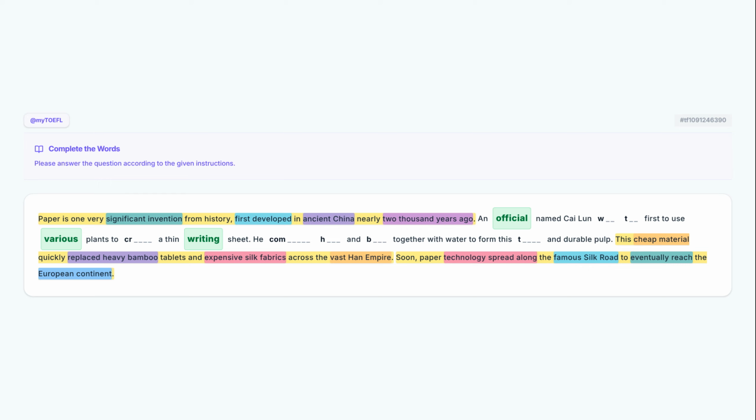To master the complete the words task, always prioritize the logical flow of the paragraph. Pay close attention to parts of speech and how adjectives or verbs relate to the nouns around them. By practicing these contextual connections, you'll find the missing words much more naturally. Great job today, and keep practicing.